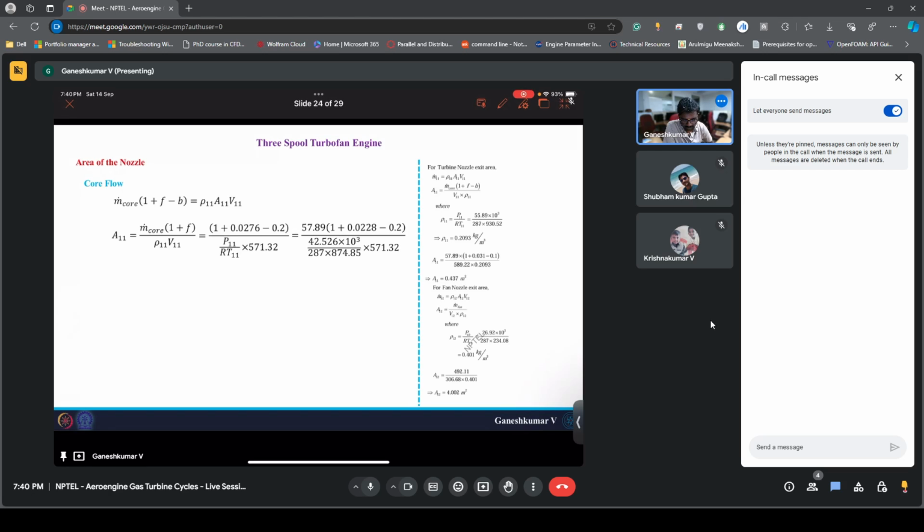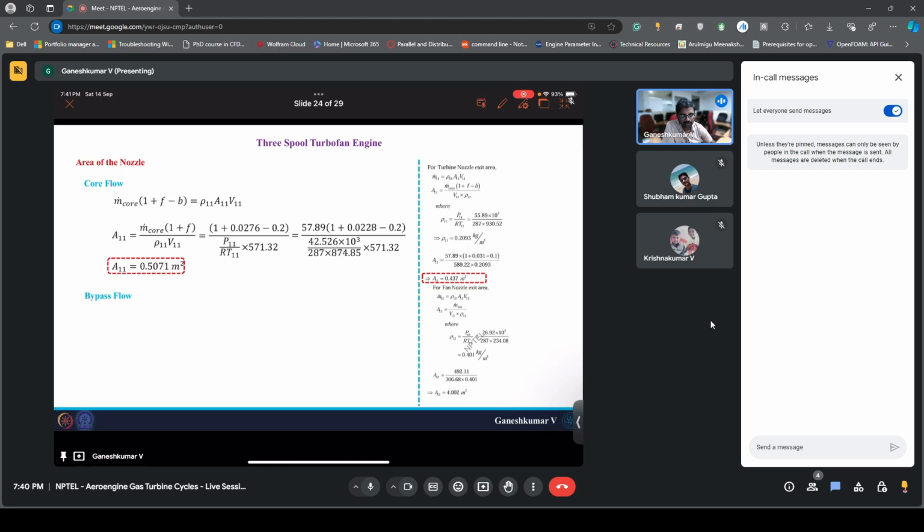Okay, so if you substitute these numbers, you will end up having an area of 5071 meter square, which is higher than 0.437 meter square. So this rho and V increase is having a major effect. Okay, and also as a whole, the mass flow rate has reduced through the nozzle. That is also the reason.